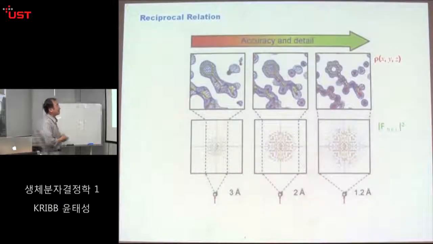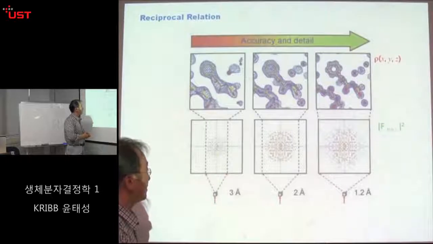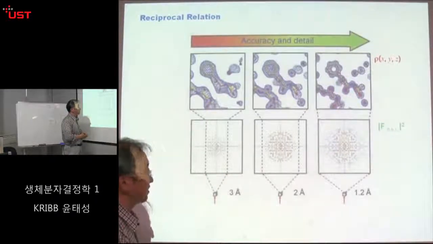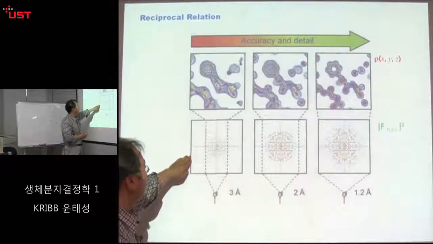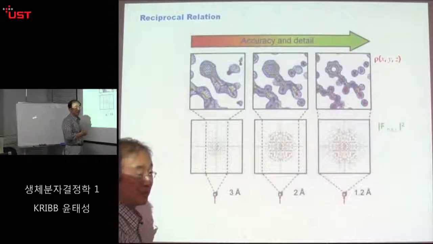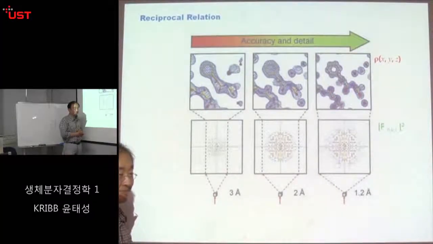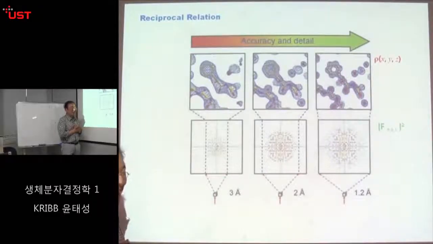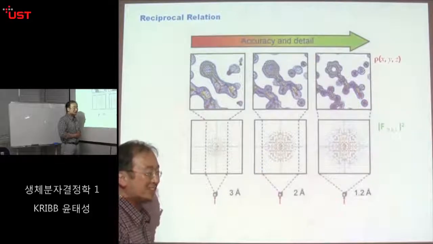And what is the result of different resolution? How does resolution in reciprocal space affect resolution in real space? This is a kind of observation and your guess.